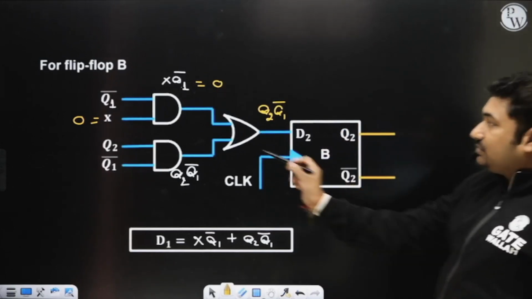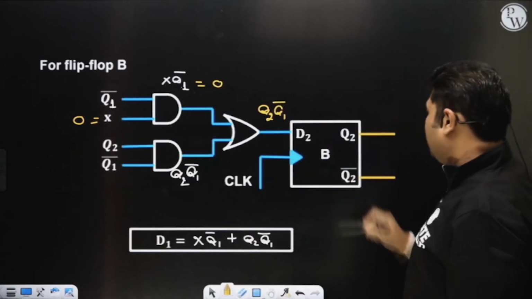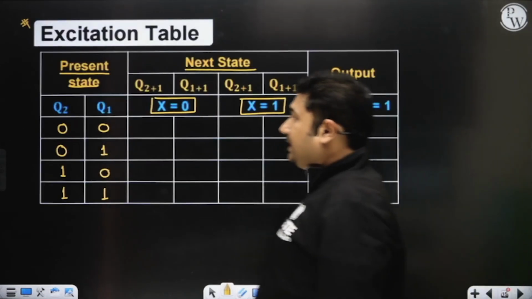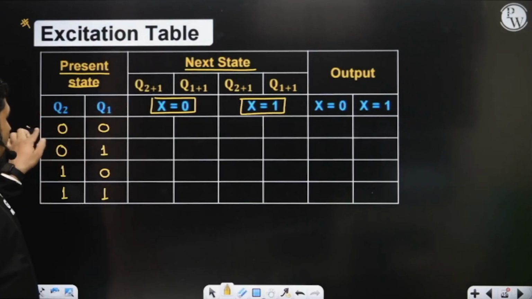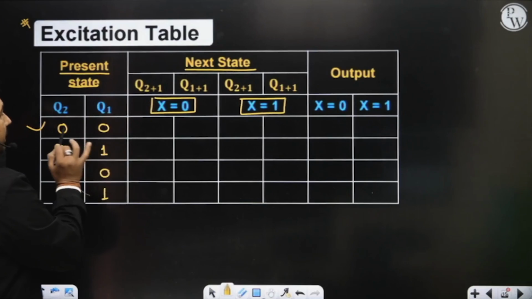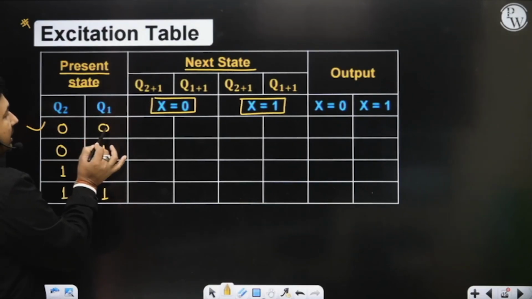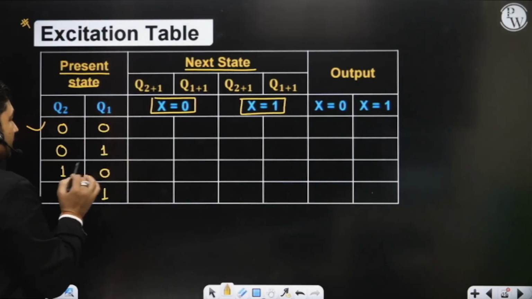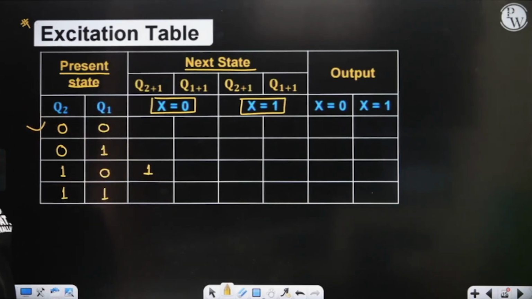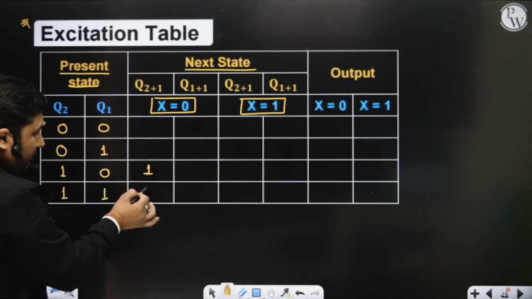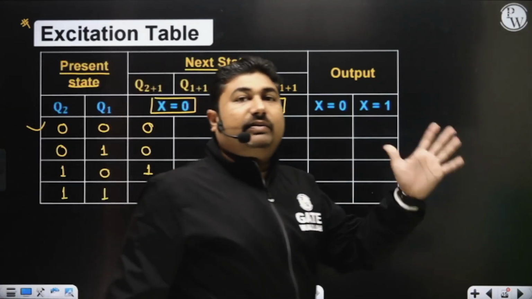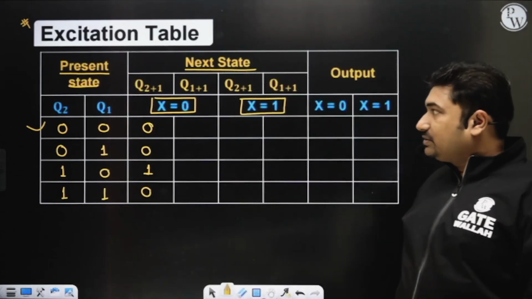With x equals 0, Q2 Q1 complement is your D2. Now, please observe this one. What about Q2 Q1 complement? Sir, in this one, Q2 complement Q1 complement will become 0. Q2 Q1 complement, only at this particular condition it will be high. If you check any other condition, what will we get? 0 only, sir. The next state of the D flip-flop will be 0 only, sir, with x equals 0.